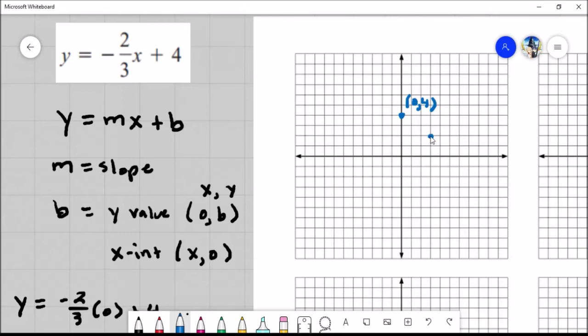And then I will continue on with this. From the spot that I am at now, I'm going to go down 2 units, 1, 2, and to the right 3, 1, 2, 3. And I'm going to do it one more time. Down 2, 1, 2, and to the right 3, 1, 2, 3. Good. And here is my line. Okay, so simple. That's it.